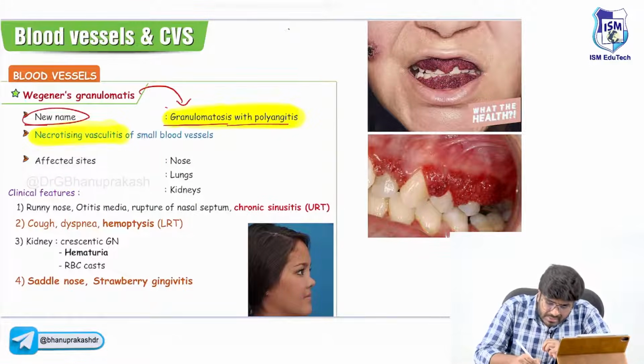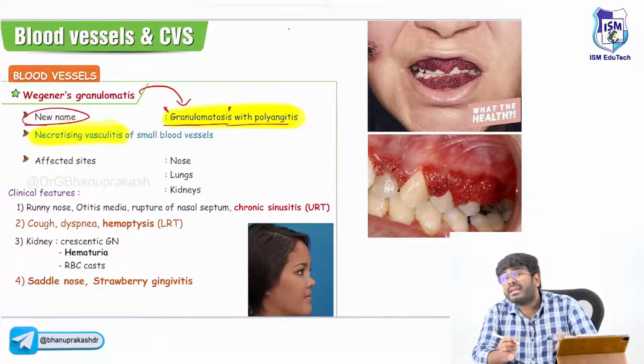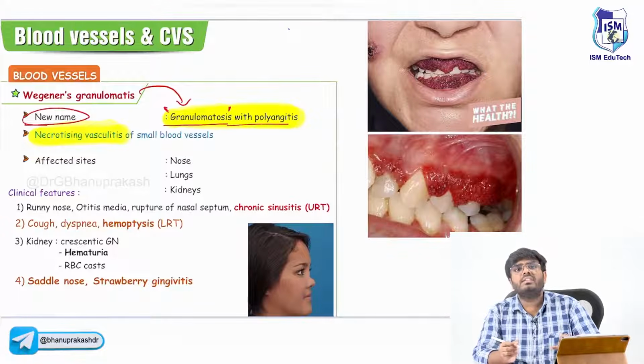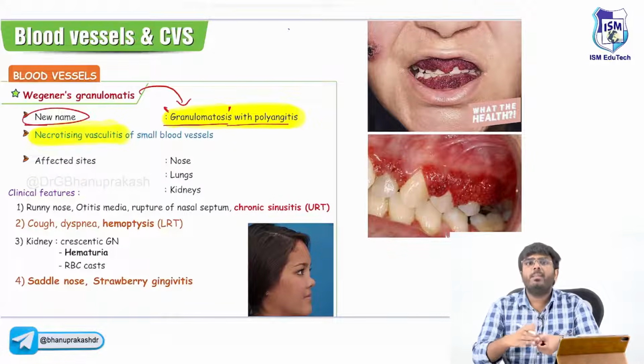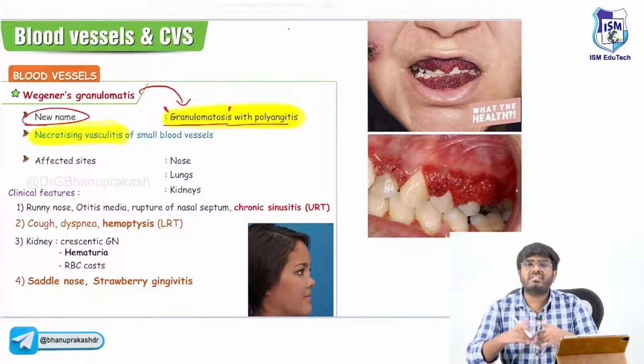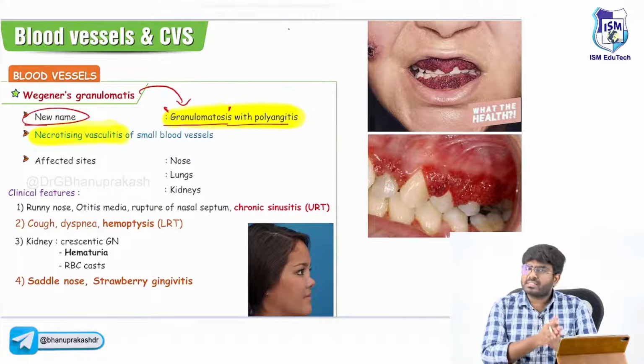Now, in the name itself, look, granulomatosis. So, it is a granulomatous vasculitis along with necrotizing. The inflammation is granulomatous inflammation, but at the end of the day, necrosis is happening. The blood vessels will undergo necrosis, the tissue will undergo necrosis. So necrotizing vasculitis as well as granulomatous.